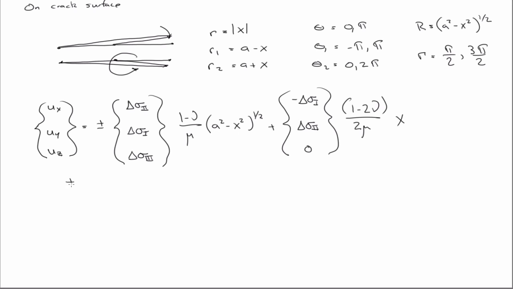So the plus or minus refers to y at 0 plus, y at 0 minus. So what I mean there is, y is the vertical direction. This is y. So are we approaching the crack surface from the top or from the bottom? Ultimately, the crack surface is at y equals 0. It just depends on how we get there.